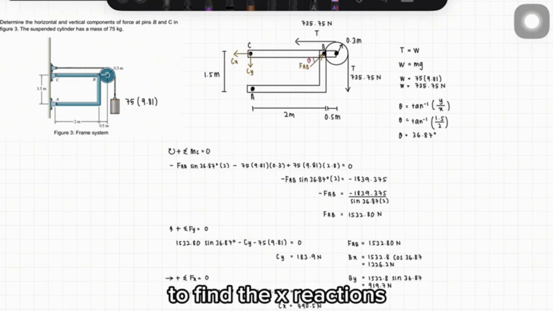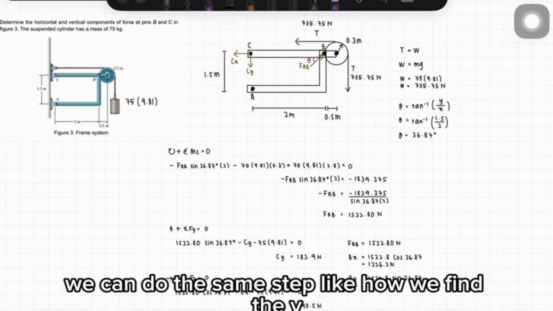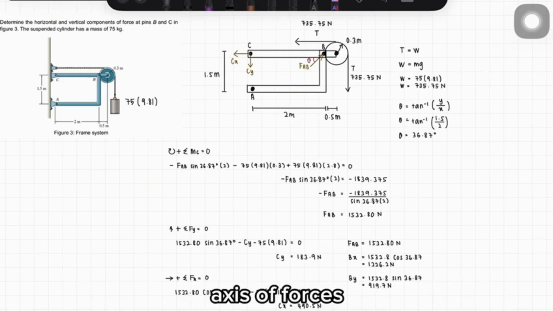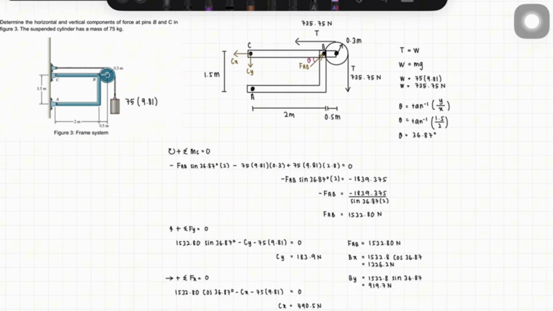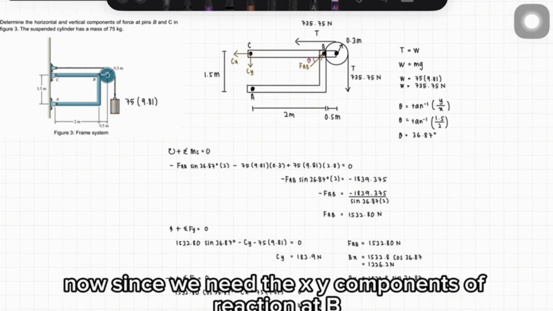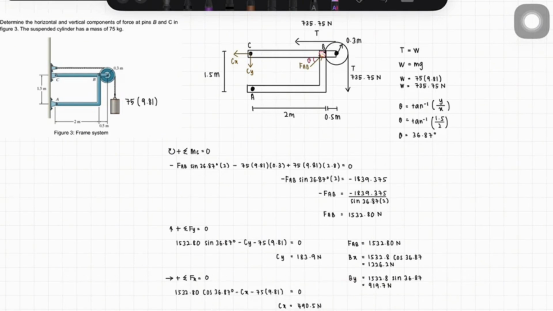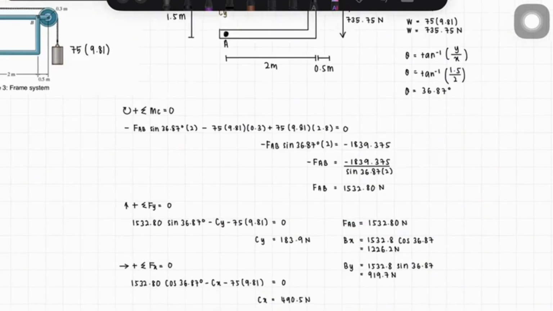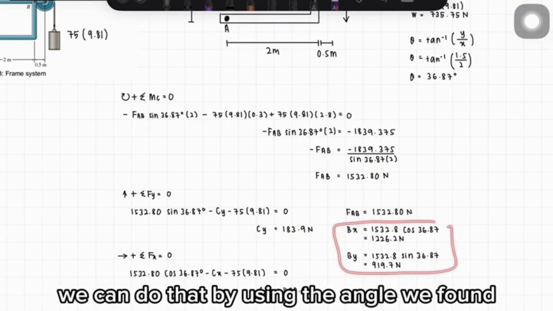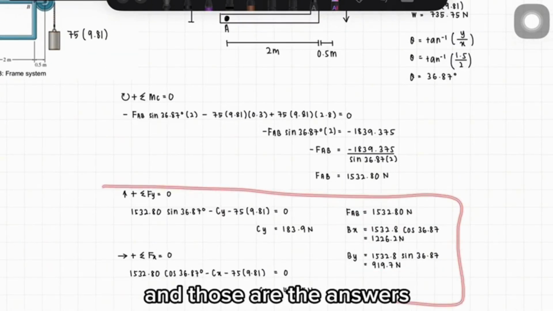To find the x reaction, we can do the same step like how we found the y forces. We have the x component of force AB, the pulley, and Cx. Now, since we need the x and y components of the reaction at B, we need to break force AB into components. We can do that by using the angle we found. And those are the answers.